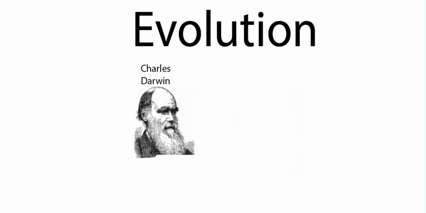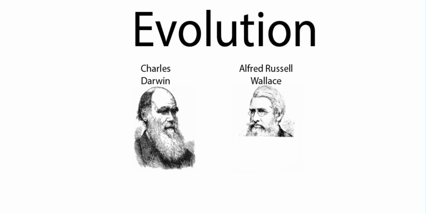Today we're going to be talking about evolution. The idea of evolution was discovered or described by Charles Darwin and Alfred Russel Wallace in the mid-1800s. Charles Darwin receives most of the credit because he wrote the book On the Origin of Species, but Alfred Russel Wallace was also a big component of that.